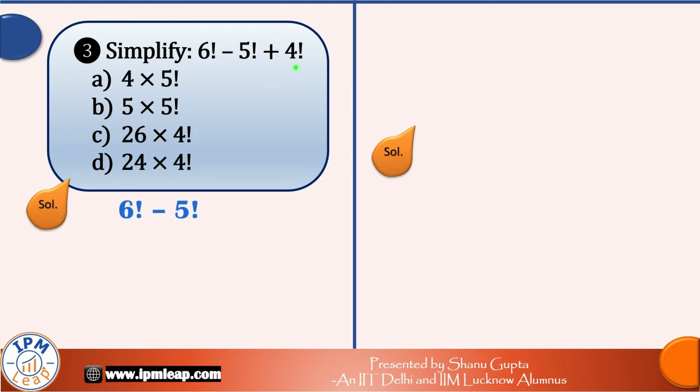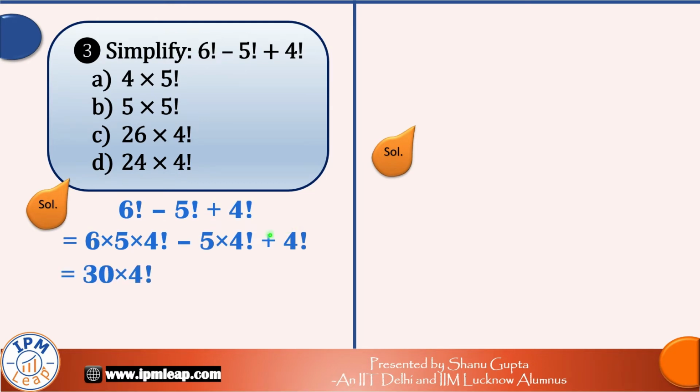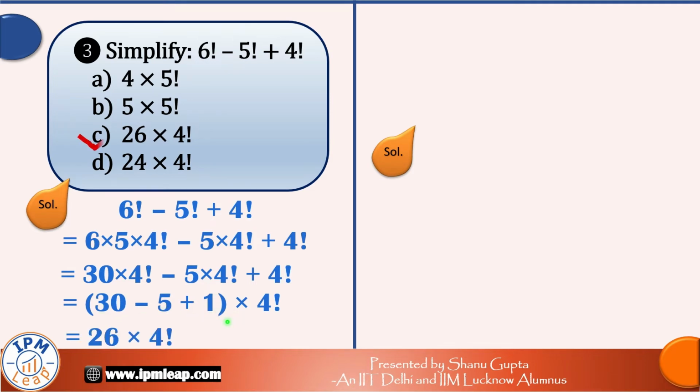6 factorial can be written as 6 into 5 into 4 factorial. 5 factorial is simply 5 into 4 factorial, and 4 factorial remains as such. We can take 4 factorial common out of these three because this is ultimately a value only, right? So this expression is equal to 4 factorial into brackets 30 minus 5 plus 1, which is equal to 26 into 4 factorial. So option C is the right answer.